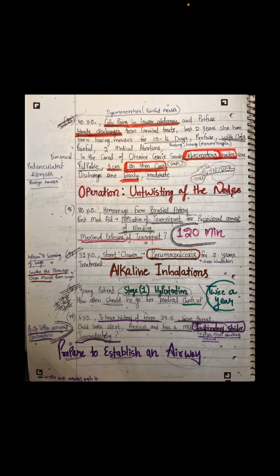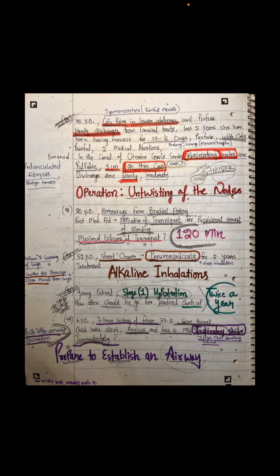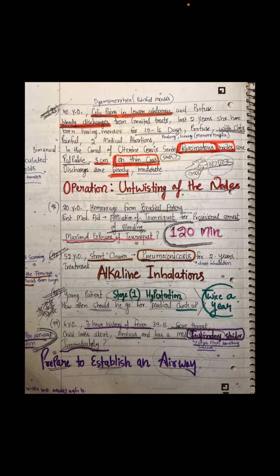Next is the 95th patient. The patient is reporting colic pain in the lower abdomen and profuse bloody discharge from the genitals for the last 2 years. She has been having menses for 15-16 days, which is profuse with clots, painful, and 2 medical abortions in history. Bimanual examination shows in the canal of the uterus some fibromatous nodes, palpable, 3 centimeter, on a thick crus. So crus is something like a stalk. So this is the case of fibroids.